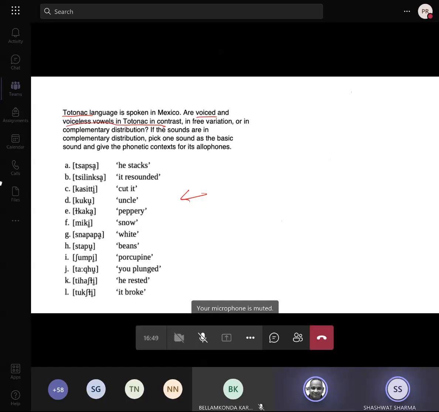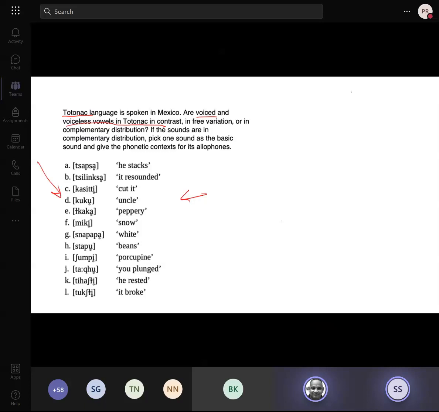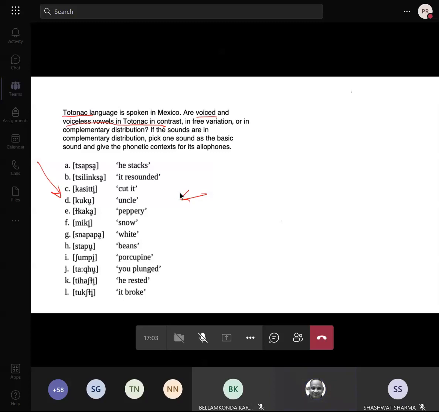So now in this data set, you have some voiced vowels, some voiceless vowels. How do you know which one is the voiceless vowel? Anyone?